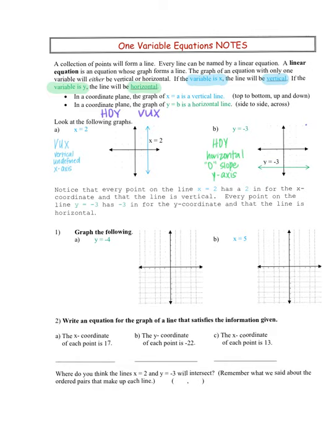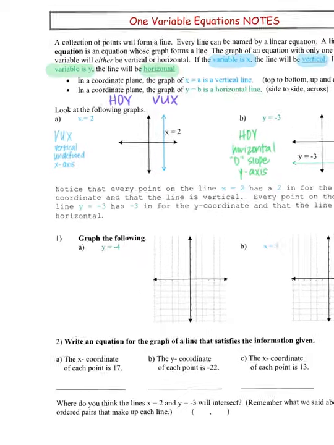So in a coordinate plane, the graph of x equals a is a vertical line. So top to bottom, up and down. And a would just be replaced with a number. In a coordinate plane, the graph of y equals b is a horizontal line, which is side to side or across. So let's look at the following graphs.